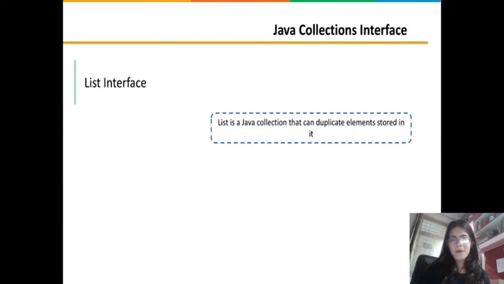Now let's see our first interface, which is the List interface. List is a Java interface that lets duplicate elements be stored in it. It inherits a list type data structure in which we can store an ordered collection of objects. It can have duplicate values. The List interface is implemented by classes such as ArrayList, LinkedList, Vector, and Stack.